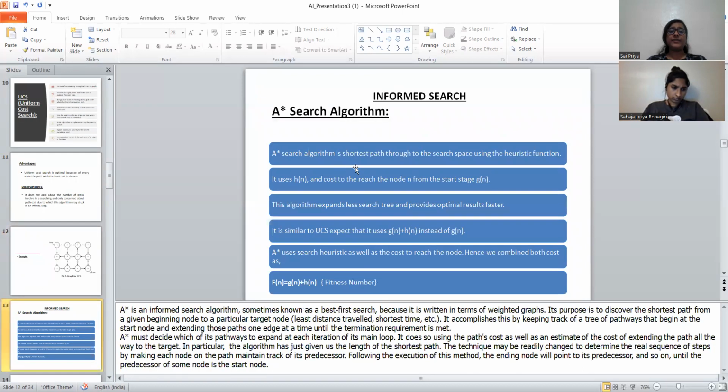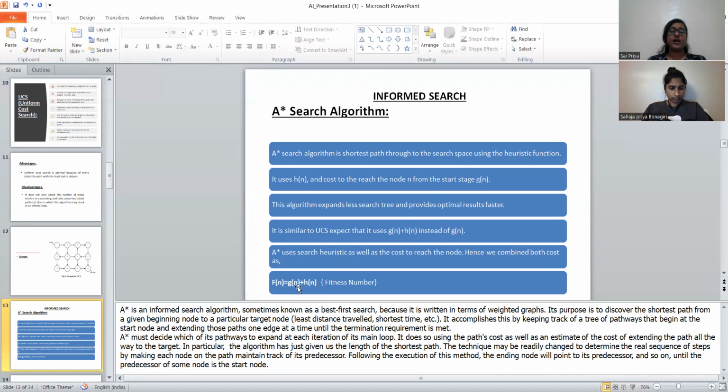And coming to informed search, informed search includes the A star algorithm and also best first search algorithms. Coming to the A star search algorithm, it uses heuristic functions. Heuristic function is nothing but h of n. We have to calculate h of n plus g of n equals f of n. That is the fitness number.